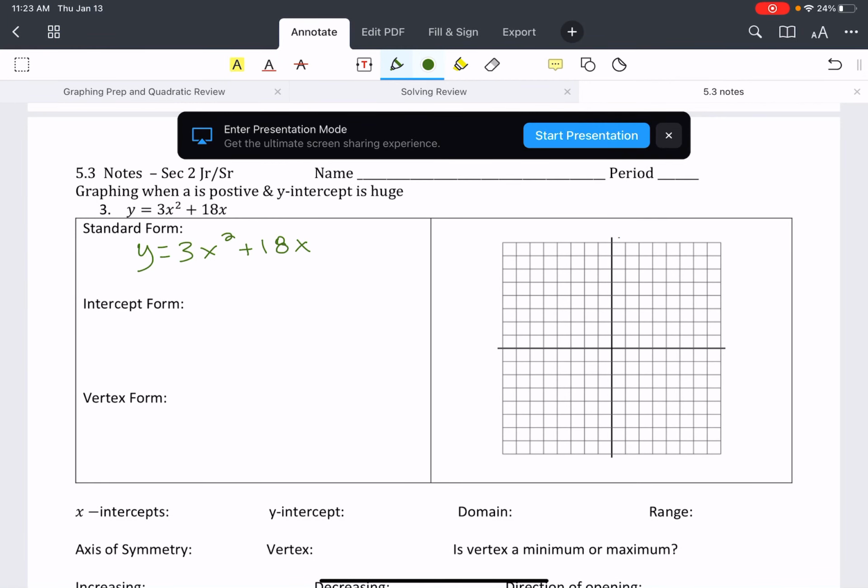Okay, so this one's a little different. I want to do it together. What's my C for my y-intercept? What's my third number? 0. 0, good. So I know that my y-intercept is 0, 0.